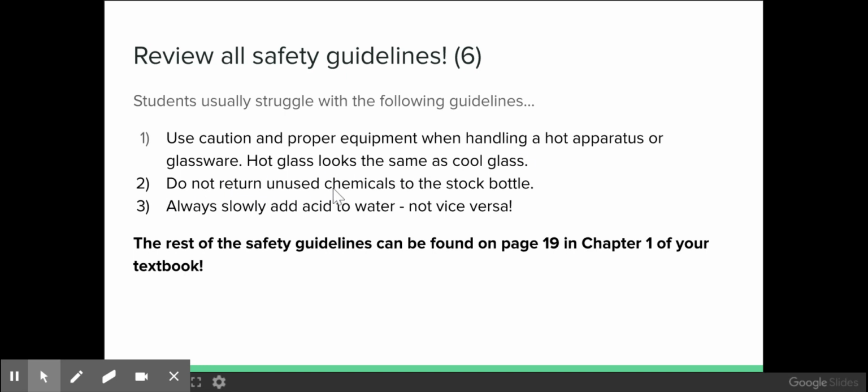Do not return unused chemicals to the stock bottle. Another thing that's often overlooked, and this is more so about contamination, because when you take a container of orange juice and you pour yourself orange juice and you only finish half the glass, you don't pour the orange juice back into the container. That's gross. The same is true about anything that you take out of larger containers in the lab. We don't want it to contaminate everybody else's samples that they're trying to take.